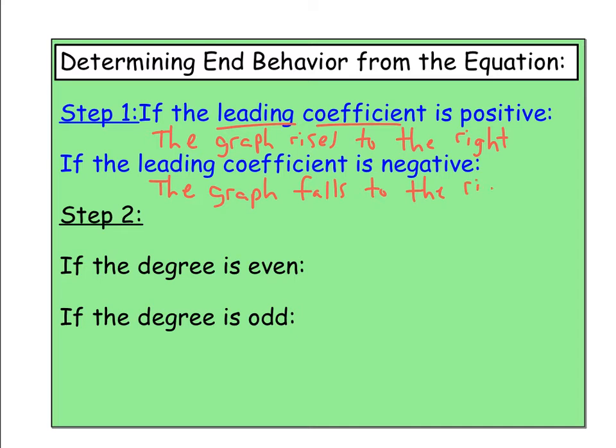So step one is to figure out what's going on on the right side of the graph, just like when we looked at the examples on the last page. That'll tell you what's happening on the right. Now on the left side of the graph, we look and say, all right, if the degree is even, we know both ends do the same thing.